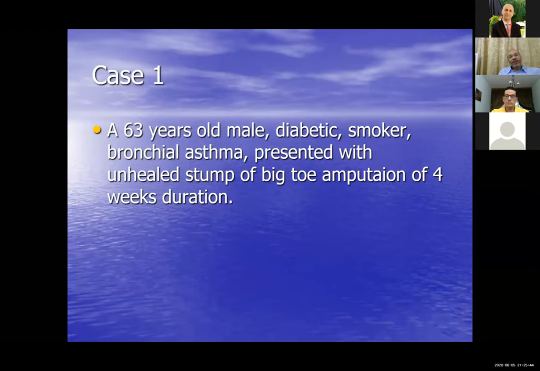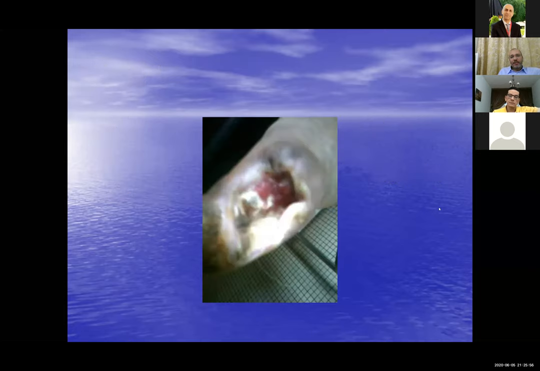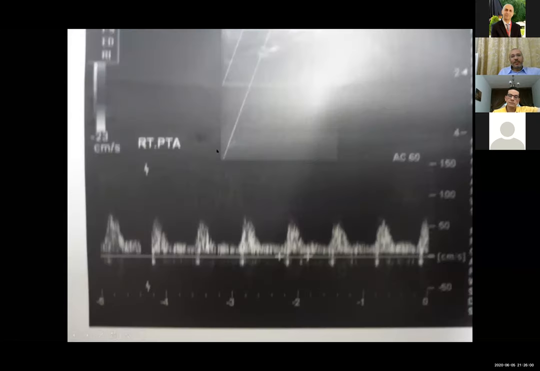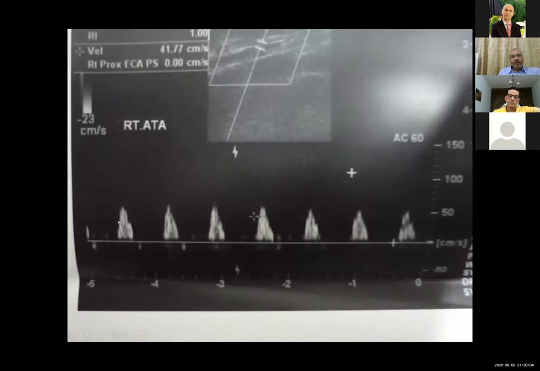There are some cases with diabetic ischemic foot. This first case is a 60-year-old male, diabetic smoker with bronchial asthma, presented with an unhealed stump of the big toe after a big toe procedure, for 4 weeks duration. This is the stump of the big toe. This is the duplex scan: the posterior tibial artery shows biphasic flow. The anterior tibial artery shows monophasic flow.